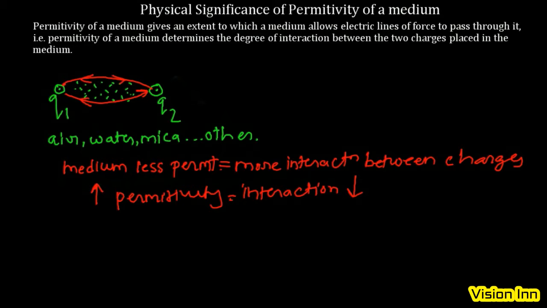Now the permittivity of free space, epsilon naught, is 8.85 into 10 raised to minus 12. Similarly, epsilon is called absolute permittivity.